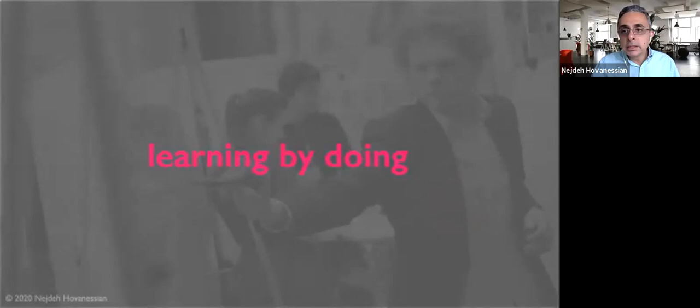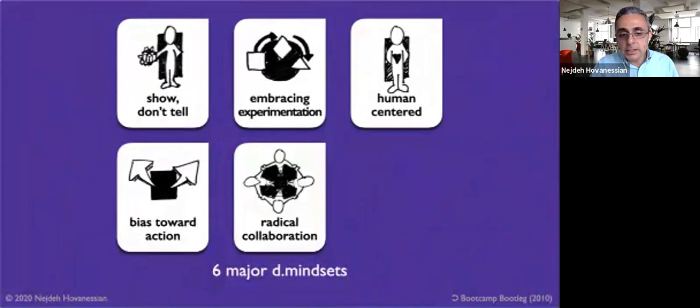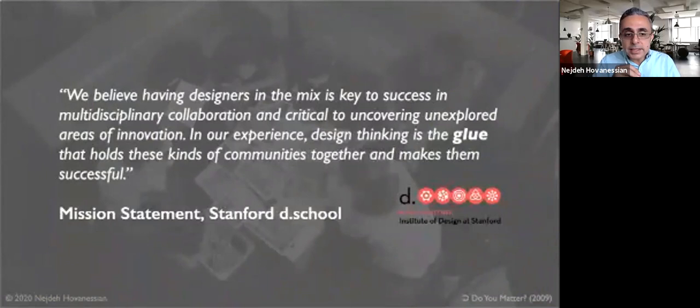Another very important mindset in design thinking is radical collaboration. When we are talking about design thinking, we are not talking about designers working together, or engineers working together, or business people working together. We are talking about multidisciplinary, multicultural, multi-background people working together radically. What is important here is that design thinking works as a glue that sticks the different dimensions of these multidisciplinary groups and multidisciplinary collaboration to each other.